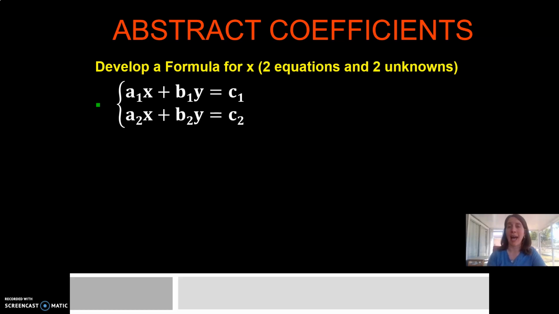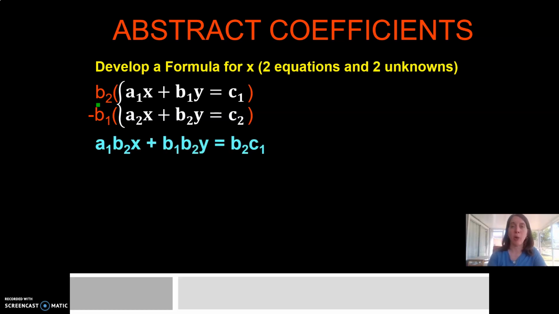Because they're currently not opposites, we had to multiply. So the top equation, we had to multiply it by b2 because that's what the second equation had. And the second equation, we had to multiply by negative b1. The first equation had a b1 and the second equation didn't. Now remember, that one had to be a negative b1 because we needed opposites on our two equations. After I multiply through by my opposites, here's the two equations that you now come up with.